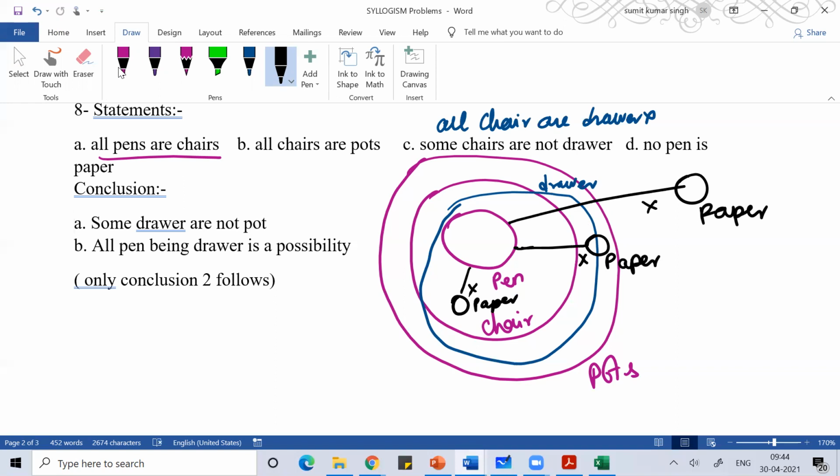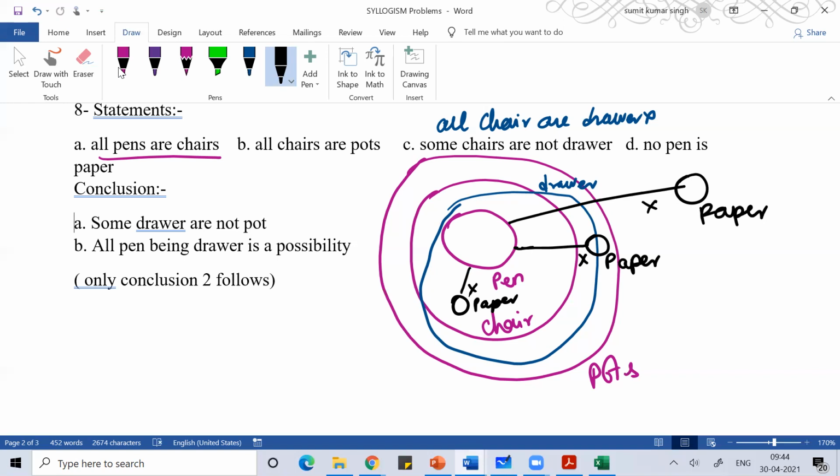So all the conditions should be there in your mind. Here you will go with only that conclusion which is 100% true. If there's any iota of doubt, or if out of all possibilities there is any possibility in which the conclusion does not turn out to be correct, then you will not accept that conclusion. You only accept the conclusion which is correct in all contexts. Now the first conclusion written is: some drawer are not pot.